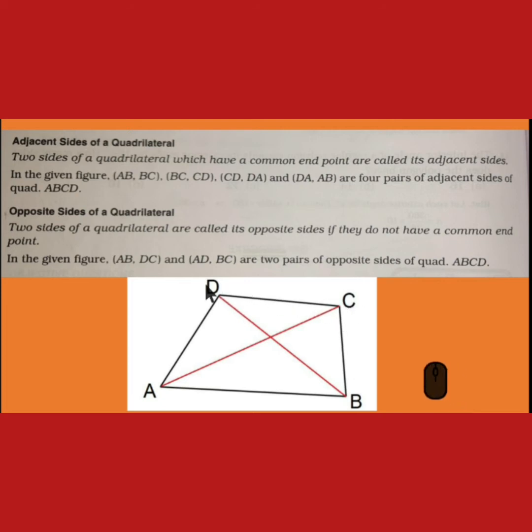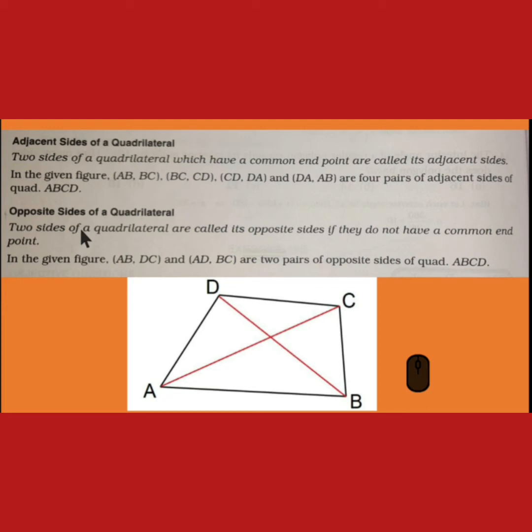Similarly, in CD and DA, the common point is D. So CD and DA are a pair of adjacent sides. And next is DA and AB. Here the common point is A. So DA and AB are also adjacent sides. So in the given figure AB BC, BC CD, CD DA, DA AB are the 4 pairs of adjacent sides of the quadrilateral ABCD.